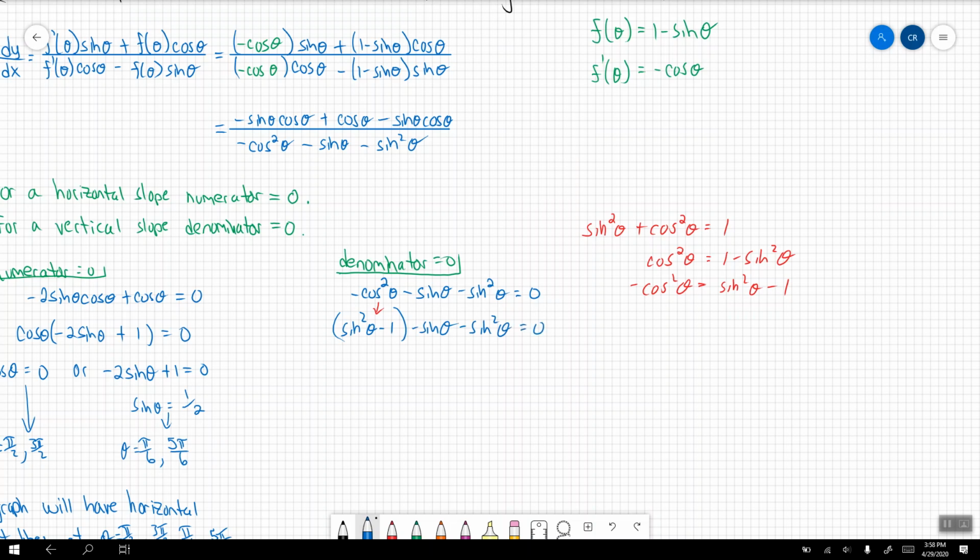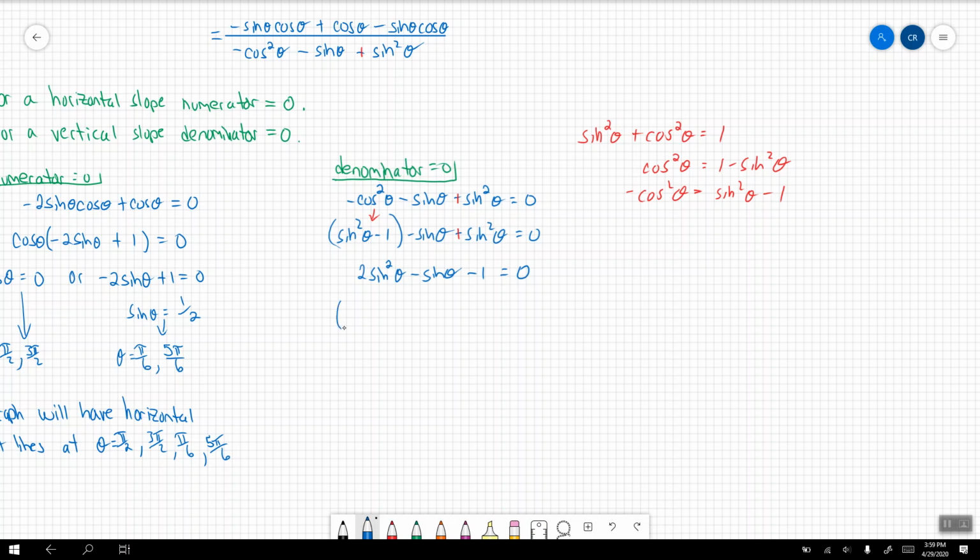The reason I want to do this is because now we can start solving this a little bit better. And I just realized I made a mistake. I apologize. When I distribute that negative in that bottom term, this becomes a plus. So we're looking at plus sine squared theta, right? Because negative times a negative is a plus, and this is a plus. Since that's the case, we're going to add those two, so we get 2 sine squared theta minus sine of theta minus 1 being equal to 0.